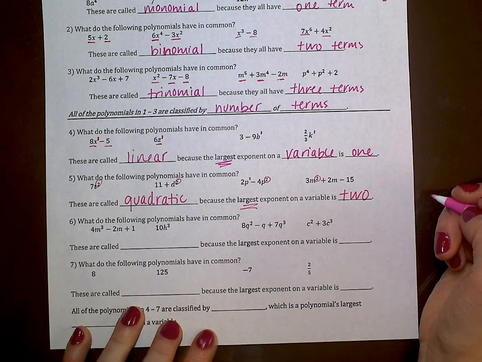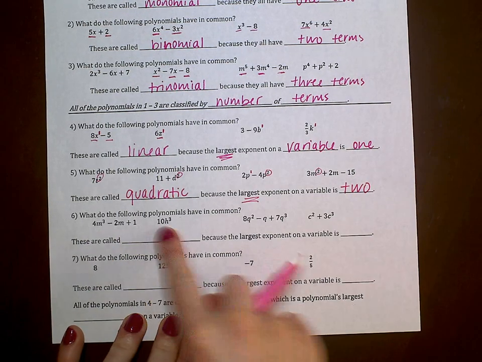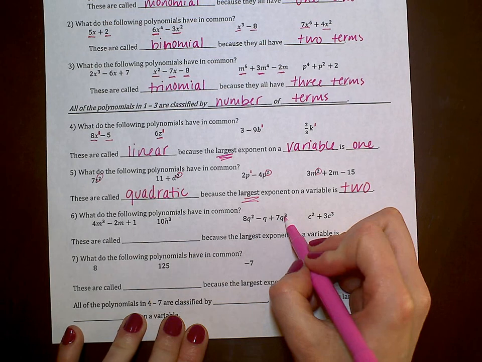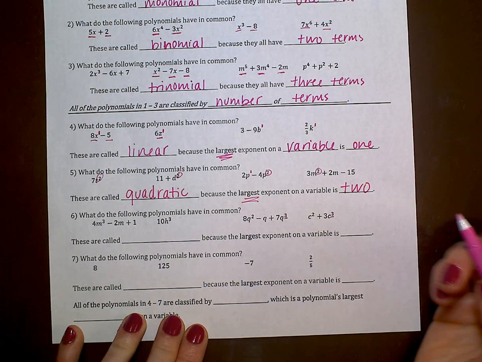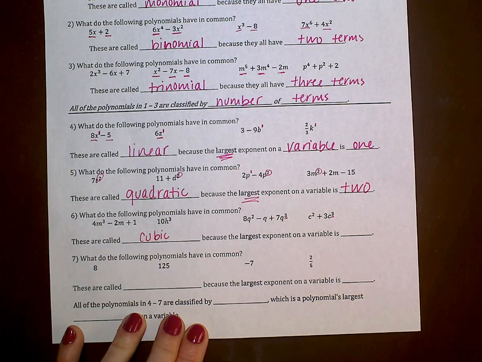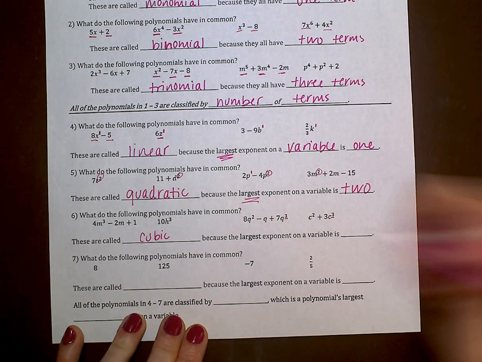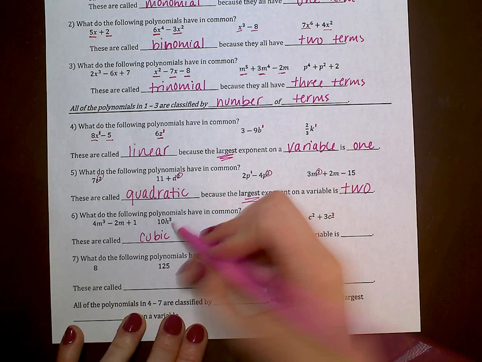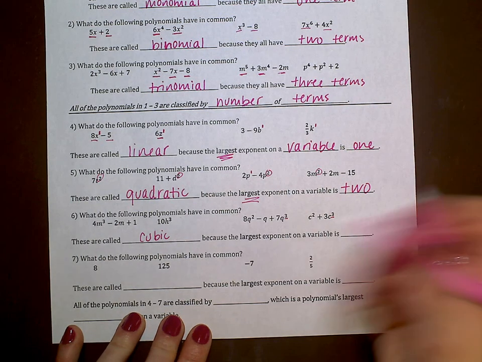For 6, notice that in each polynomial, the biggest exponent this time is a 3. These are called cubic polynomials. That one's easier to remember because like 4m cubed, that's how you would say it. So if 3 is the biggest one, think cubed, it's called a cubic.